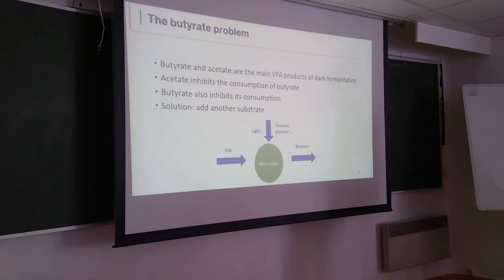But one solution to this problem is that we can add another substrate, or we can also grow the microalgae with light, so we have a mixotrophic growth. This way the microalgae can grow faster, and then they are going to consume the butyrate and acetate faster.